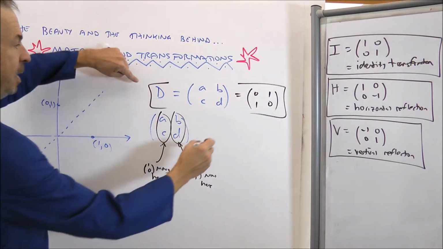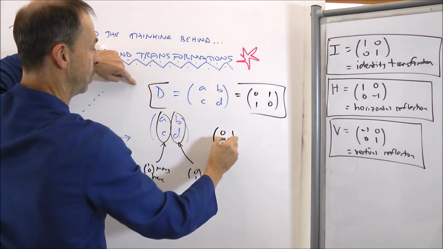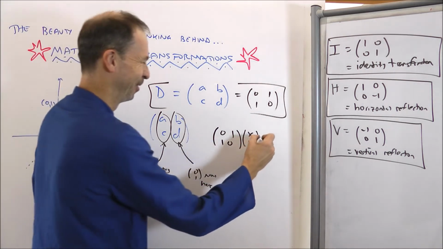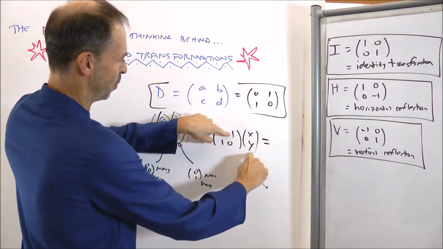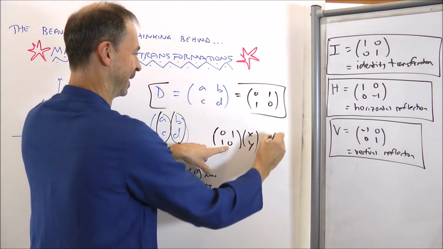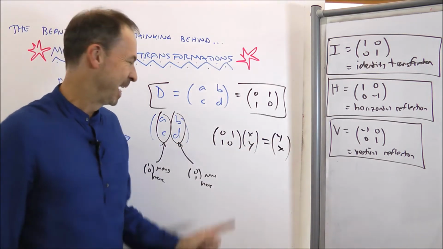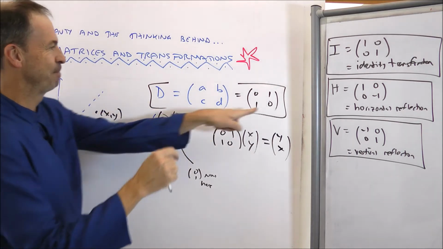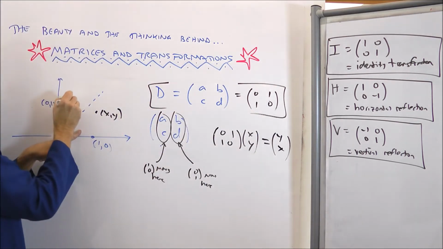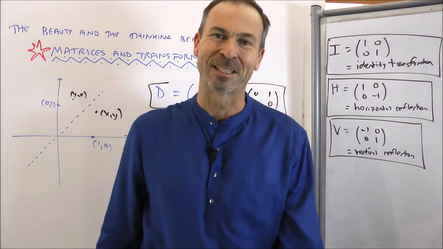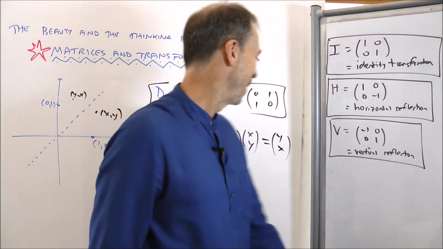Let's check. What does the matrix 0, 1, 1, 0 do at a general point x, y? I'll work it out and look what happens. 0 times x plus 1 times y, y. 1 times x plus 0 times y, x. Yes, it did. It took a general point x, y, applied this matrix D to it, and I get the point y, x. It did indeed switch the coordinates, so it really does correspond to a reflection about this diagonal line.